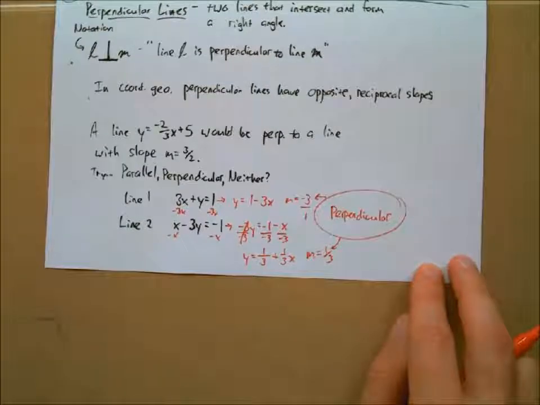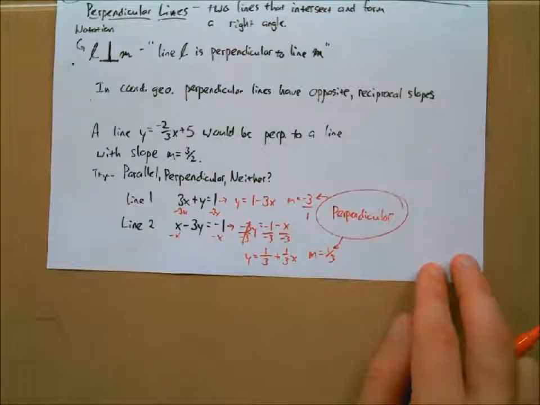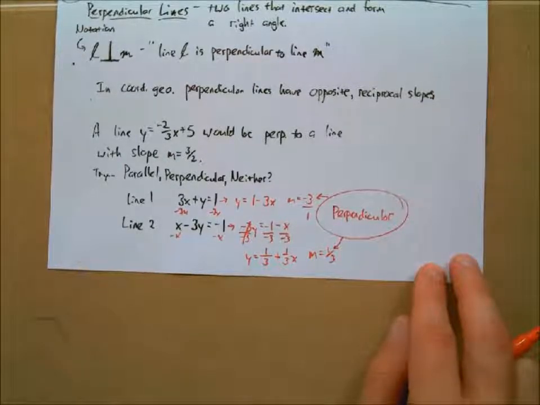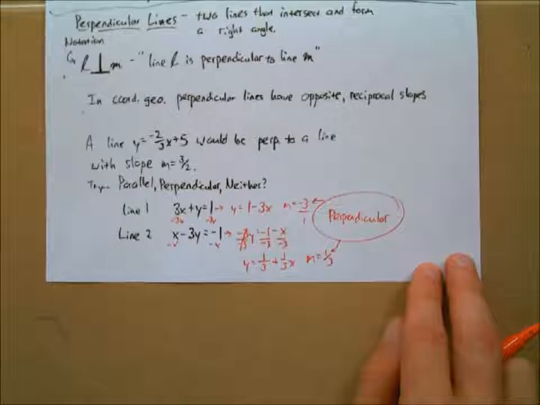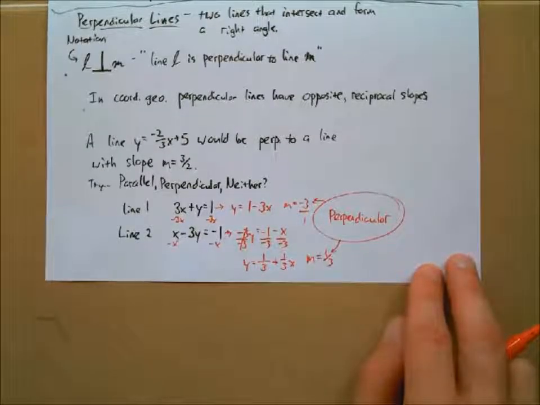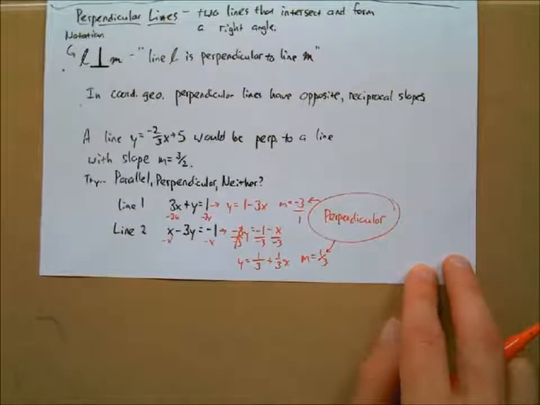Questions on any of that? That's the way it should be. Make sure you're in slope-intercept form, or in a form where you can pull that slope out. The slope is not always just the number in front of the x. It needs to be in slope-intercept form first before you can read that. Okay, moving on.